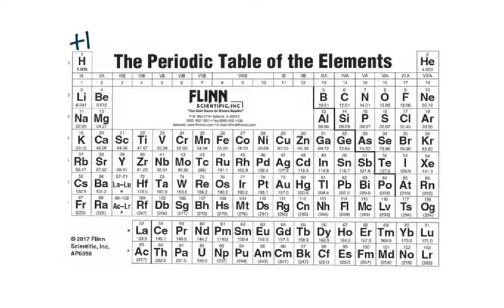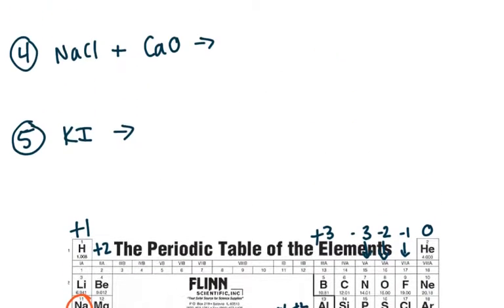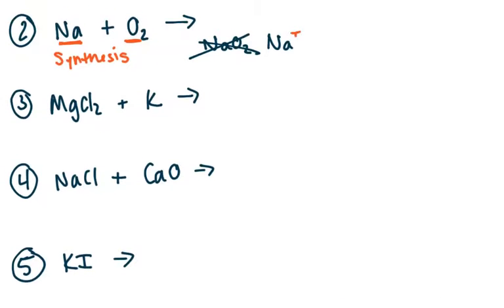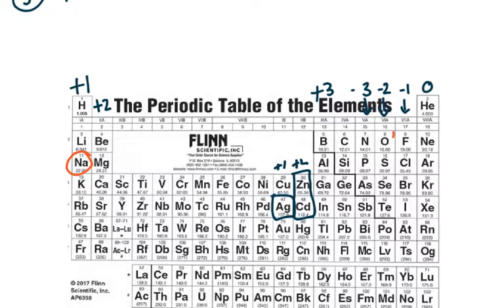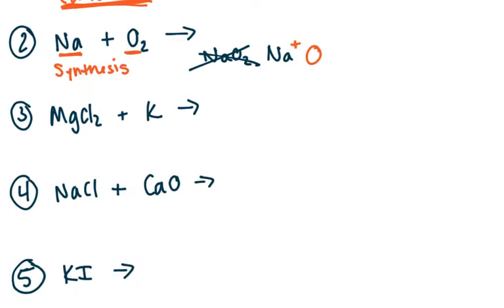And just as a reminder, +1 is in group 1, +2, we have +3, and then -3 for nitrogen's column right here, -2 for oxygen, -1 here, and then 0. And then just as a reminder, these 2 are +2, and this one here is +1. So our first one was sodium, so that has a +1 charge. So I'm going to go back up here and write sodium with a +1 charge, and I'm going to add that to oxygen. Oxygen is right here with a -2 charge.